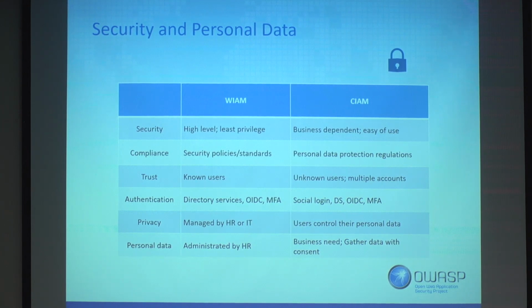On the CIAM side, the security depends on what is being used. For example, if it's for government services, where citizens use a particular government service, they require a higher level of security. But with other services, for example social media, they may require a lower level of security. What is more important for CIAM is ease of use, user convenience. They want to balance security and usability. For WIAM, security is most important.